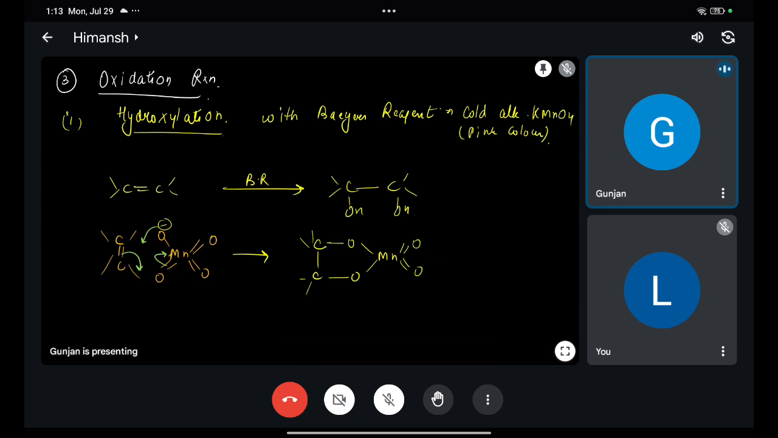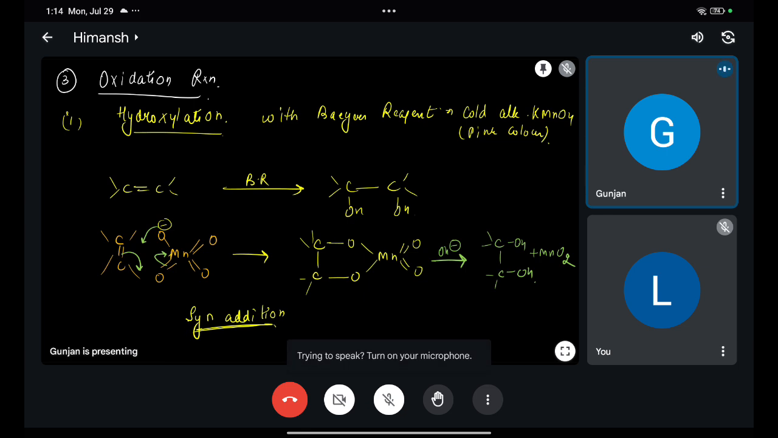So here a bond elimination is happening, and now finally when OH negative attacks over here, it will break the bond, and ultimately that will be converted to OH, OH, and MnO. This is a syn addition.